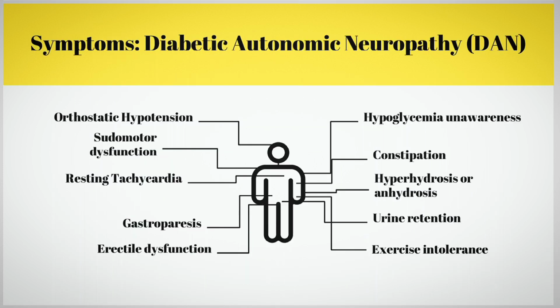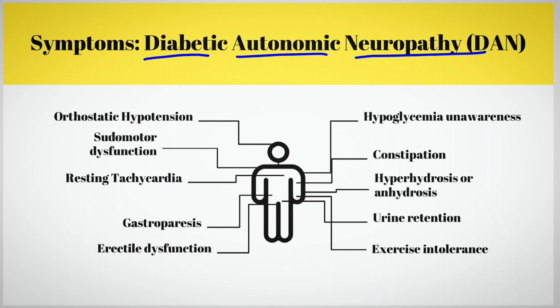Now let's discuss the symptoms in diabetic autonomic neuropathy. As we know, autonomic neuropathy involves various organs and systems, so it has varied presentation in any patient with diabetes. The person will feel orthostatic hypotension, meaning whenever he gets up from a sitting or lying posture, he will feel some kind of weakness. The blood pressure of the person will decrease.